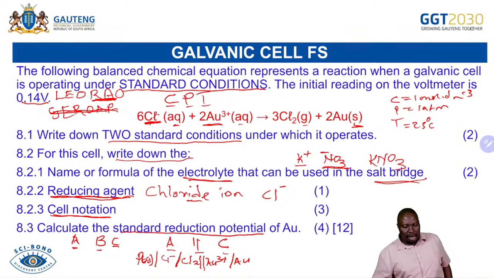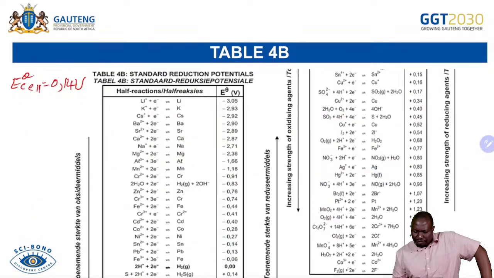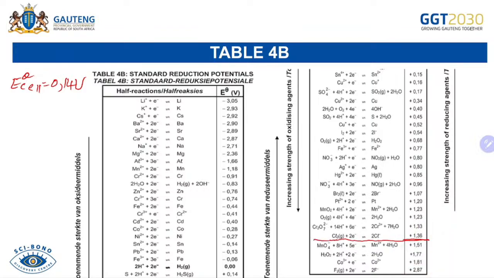The EMF is 0.14. And chlorine, do you have chlorine on the table? You go to the table, you look for chlorine, and if you check nicely, you are going to get your Cl2 there, which is 1,36. Very important. Now, we know two things. We know that chlorine, that we said is in the anode, we said our E anode, which is chlorine, is positive 1,36. So you are able to get those two.